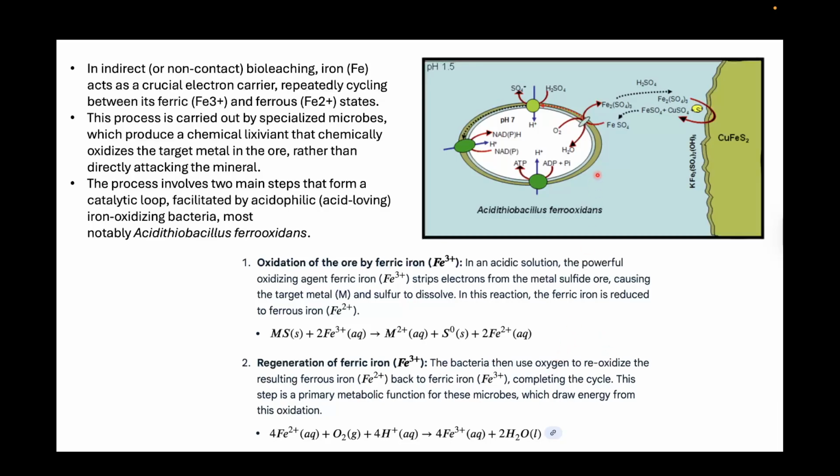The bacteria then use oxygen to reoxidize the resulting ferrous ion back into the ferric ion Fe3 plus, completing the cycle. This step is a primary metabolic function for these microbes, which draw energy from this oxidation. Oxidation of Fe2 plus to Fe3 plus serves as the electron carrier in the electron transport chain and provides energy to the bacteria. So 4Fe2 plus, which is aqueous, plus oxygen in the presence of acid gives rise to 4Fe3 plus and 2H2O.